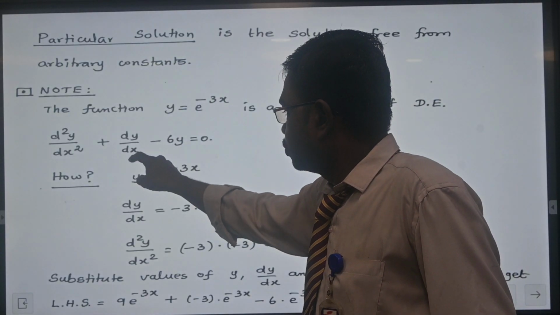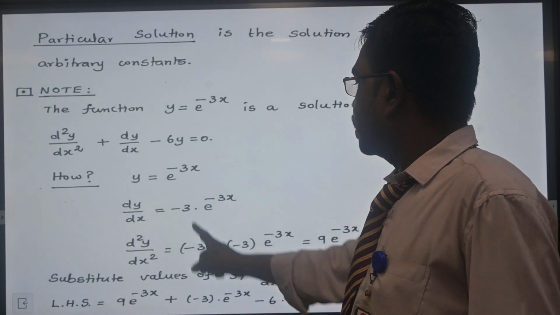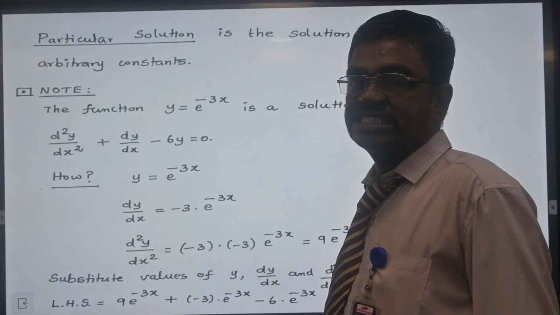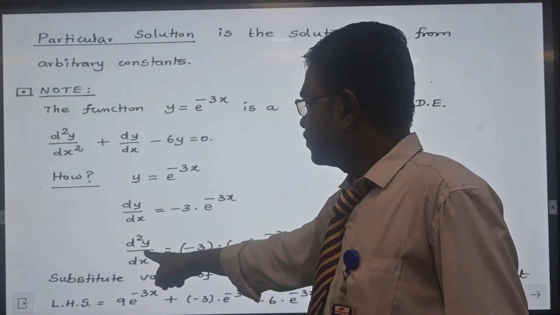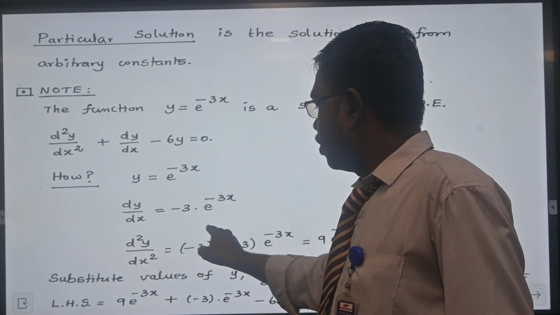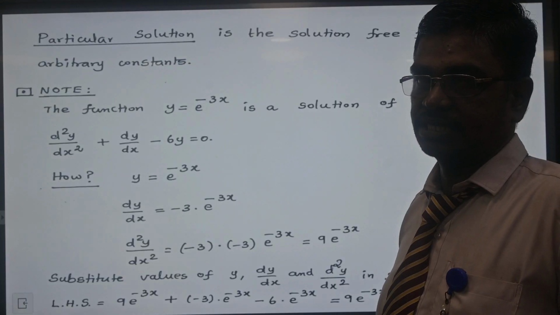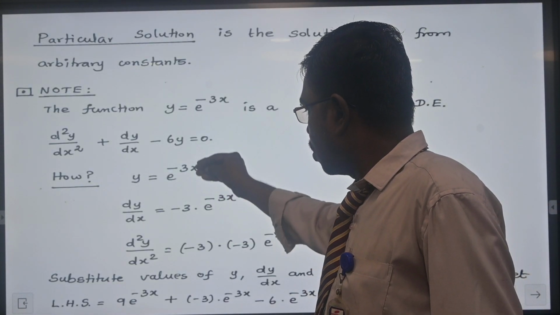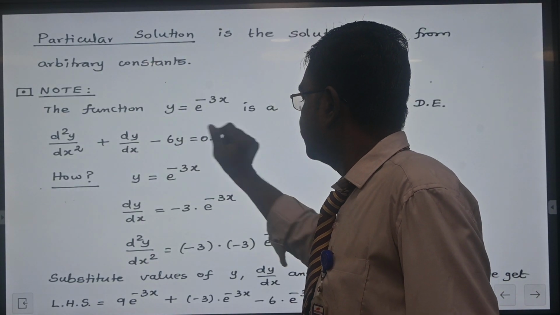We can find out dy by dx and also d square y by dx square. So y equal to e power minus 3x. What is dy by dx? We can differentiate: minus 3 e power minus 3x. I can differentiate again to find d square y by dx square. After simplification, we get 9 e power minus 3x. So I can substitute y, dy by dx, d square y by dx square, all values in the left hand side of this equation. We get the answer 0.